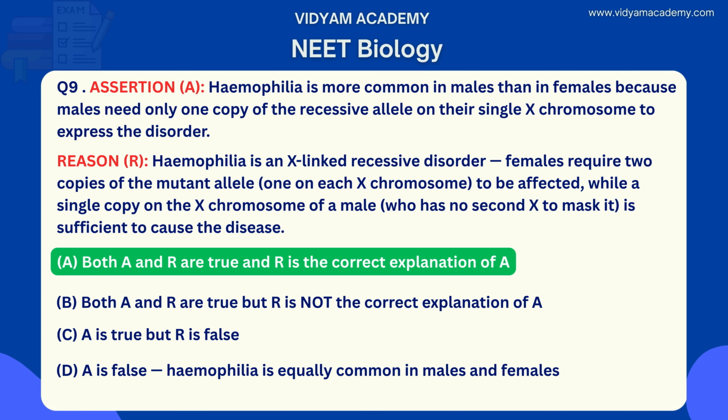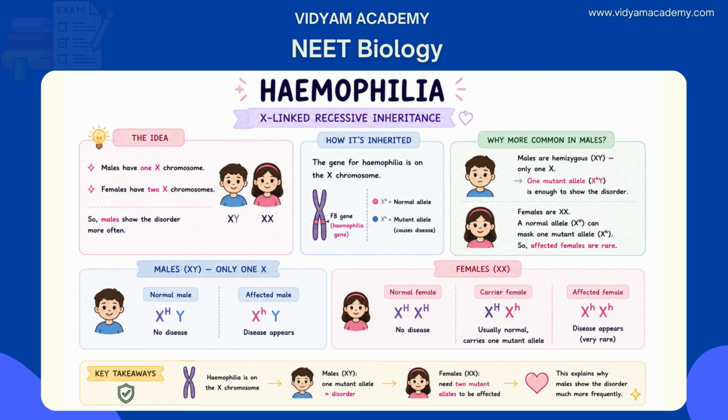Why and how? Let's see the detailed explanation. Hemophilia is significantly more common in males. The frequency in males is approximately 1 in 5,000 to 10,000, while affected females are extremely rare because they need two mutant X alleles simultaneously. Reason R is also true because it gives the precise genetic explanation. Hemophilia A is caused by a mutation in the F8 gene on the X chromosome. Males are hemizygous. They have only one X chromosome, XY, so one recessive mutant allele is sufficient to cause the disease because there is no second X to carry the dominant normal allele.